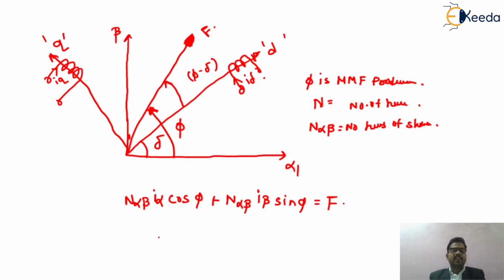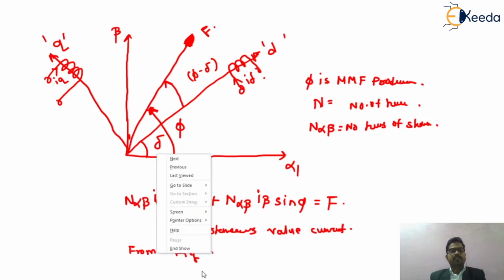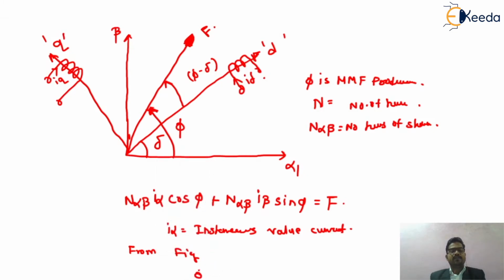So what do we mean by I alpha? I alpha is the instantaneous value of your current. So from the figure we can get a very important relationship, that is, the total phi is equal to delta plus (phi minus delta).